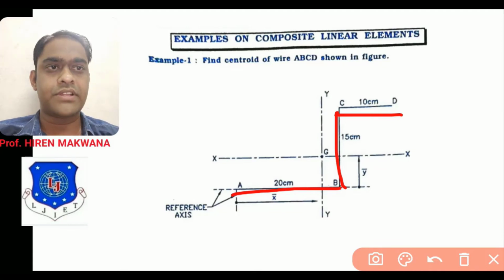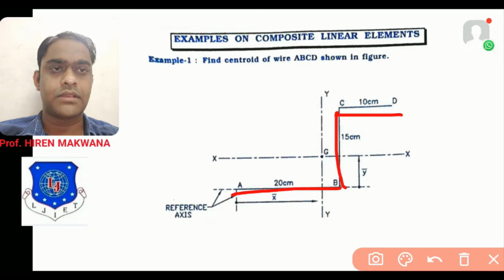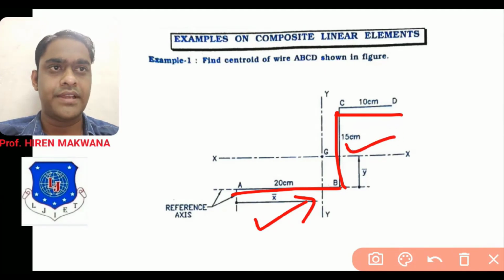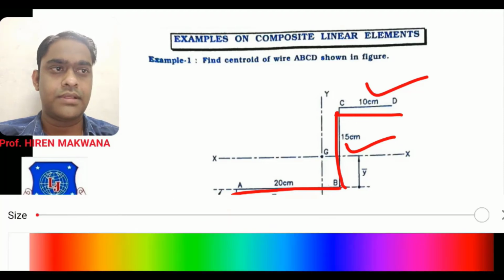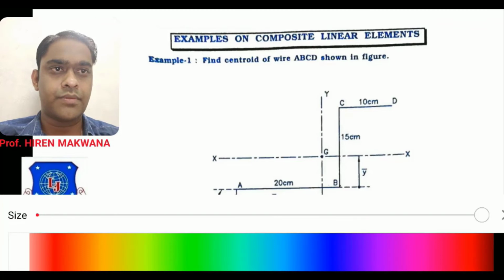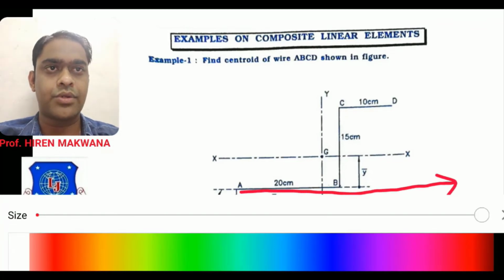Now here the reference axis is given, means at this reference you have to draw the axes. First of all, check the lengths. What are the lengths given to you? AB length 20 cm, BC length 15 cm and CD length 10 cm. Now let us start with the axes first. So from the bottom draw an x-axis, and from the left side draw a y-axis.